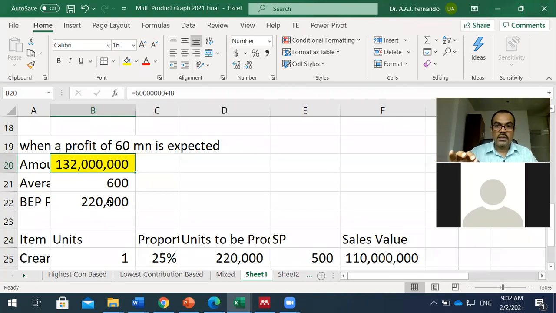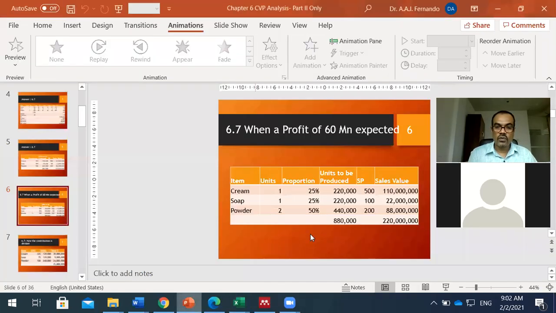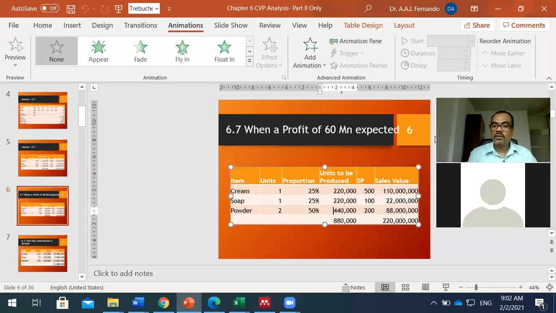But if the question asks you to mention the number of items to be produced of each product, then this answer is not adequate. Then you have to say cream, soap, powder, multiplying in the 1:1:2 ratio, so cream 220, as is shown here. Then this analysis would be useful only for that purpose. You got it?